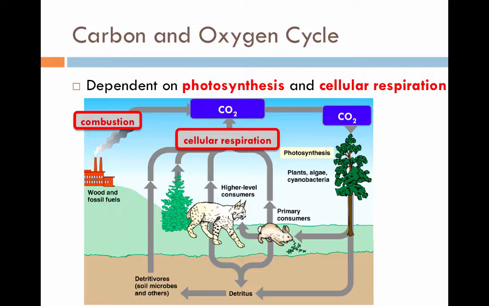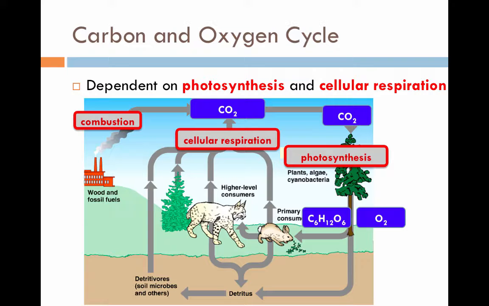What takes CO2 out of the air? Plants. Plants go through photosynthesis in their chloroplasts. They take CO2 and make sugar and oxygen. Well, who uses the sugar and oxygen? The animals do. The animals are going to take that sugar and oxygen through cellular respiration. They're going to breathe out CO2. And it's going to go around and around and around this cycle.